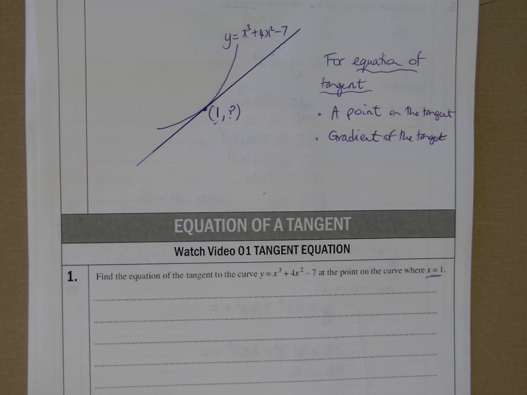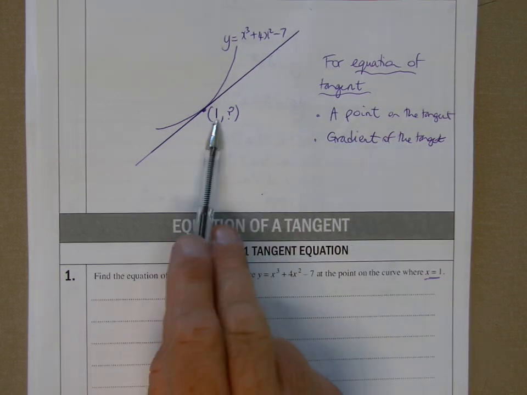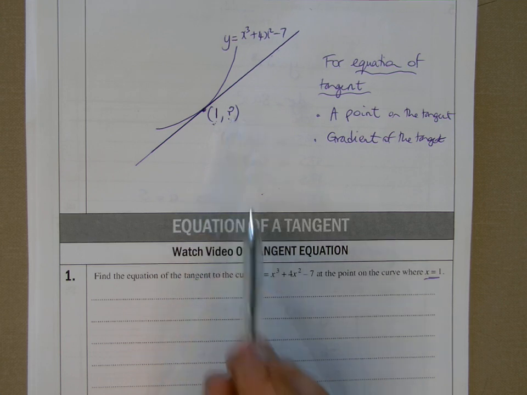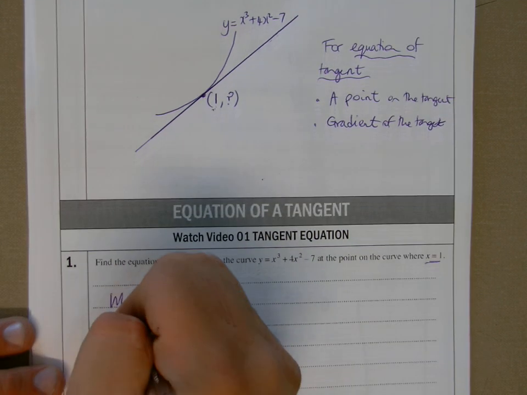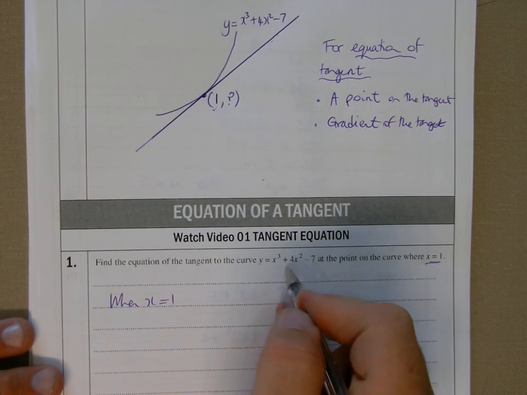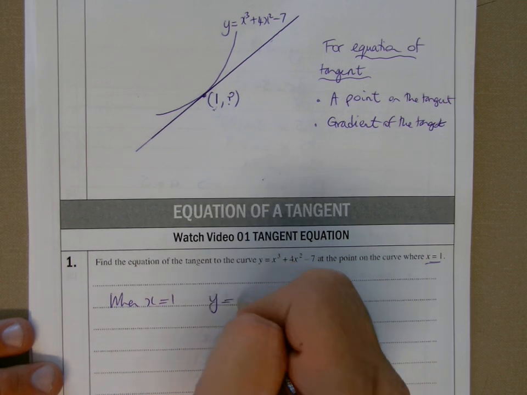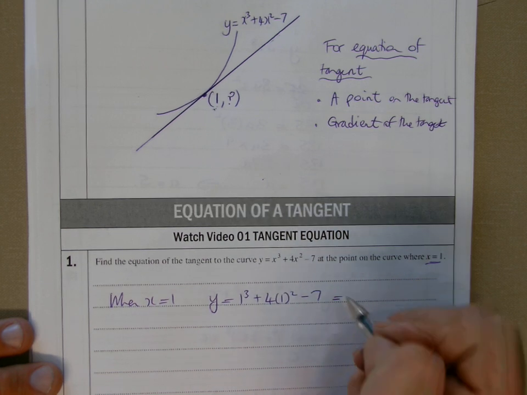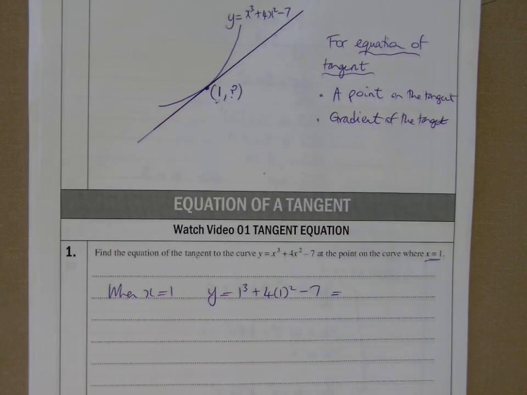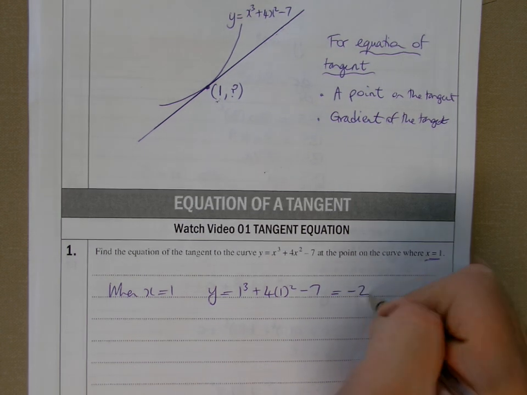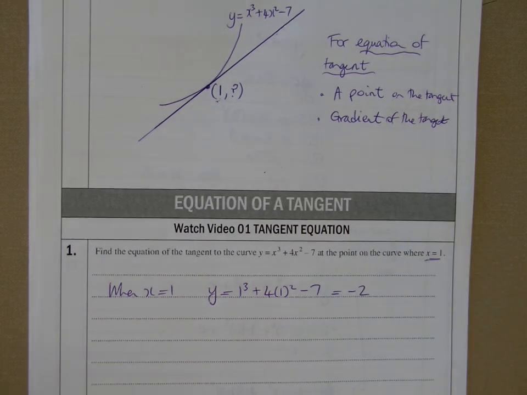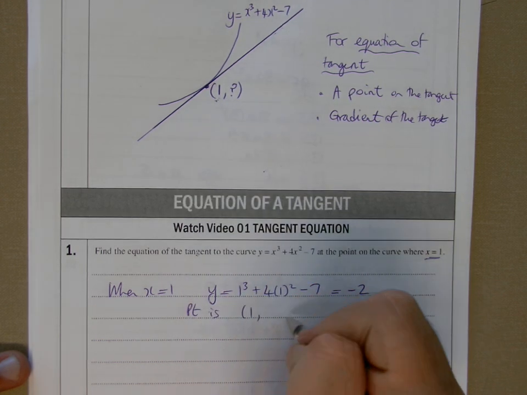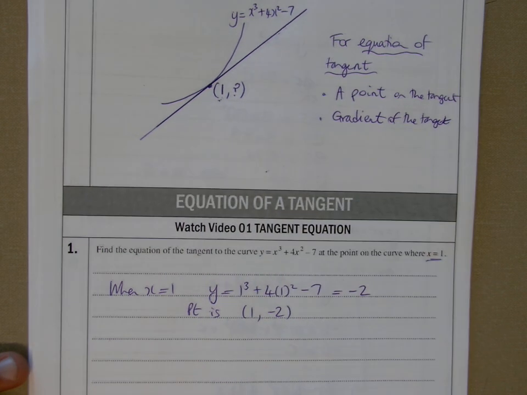So to get a point on the tangent, we've got this x value 1, but I need to work out what y is, yeah? So I put a question mark there. When x is equal to 1, I can work out what y is just by subbing it in. y will equal 1 cubed plus 4 times 1 squared minus 7. If I work that out on the calculator, it comes out to be minus 2. So there's your point. Your point is (1, minus 2).